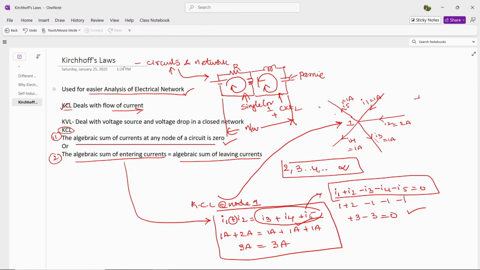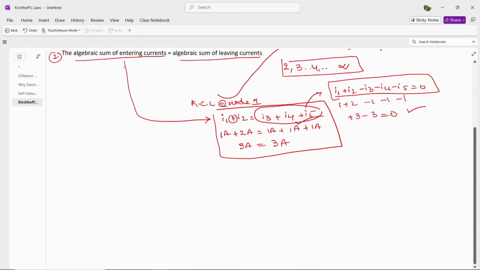Already I told you a network means more than a single closed path. This is electrical circuit one, and this is electrical circuit two. More than one electrical circuit is there, that's why this is called an electrical network. Now, similarly, let us try to solve some problems on KCL and KVL.